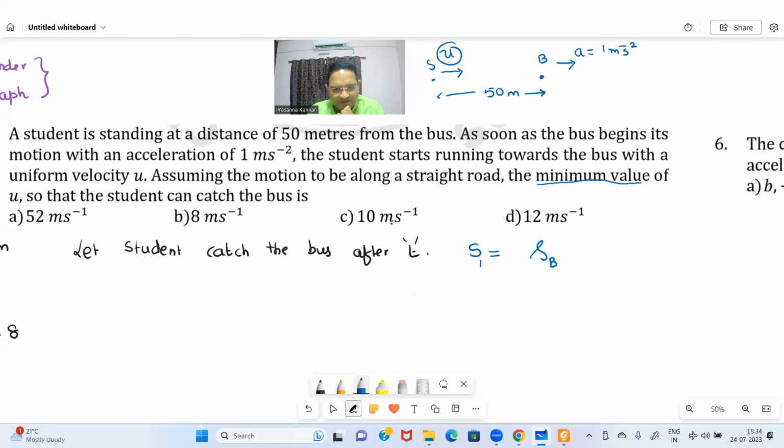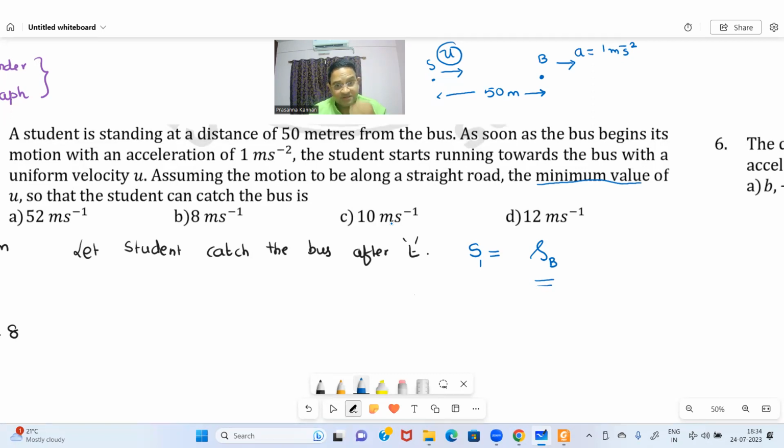I think Jerome had answered. Yes, tell me, Jerome. So why is it not 50? Because in the same time, the bus is not stationary, right? It is also moving, correct? Okay, so let's say in the same time t, the bus has moved a displacement SB.